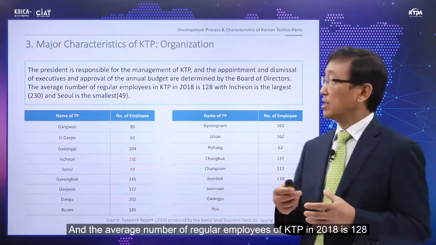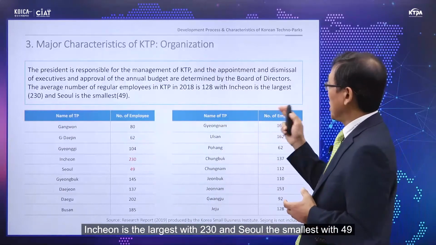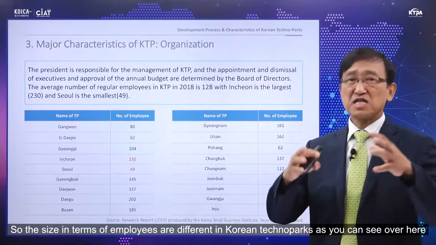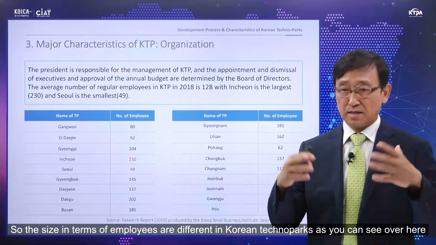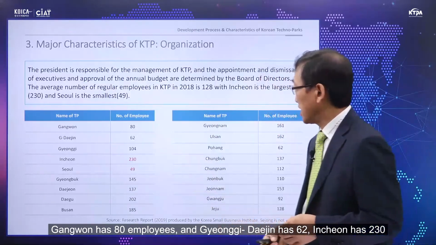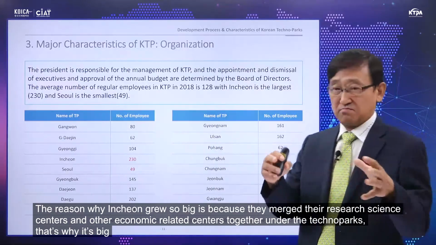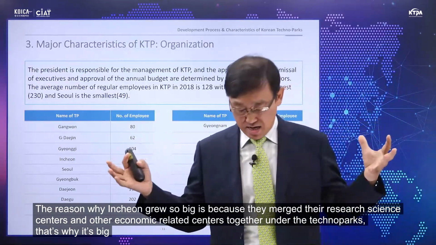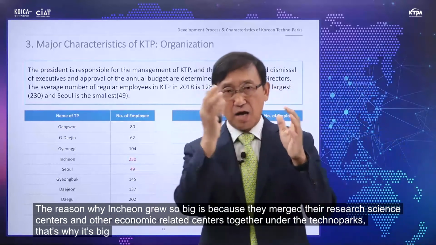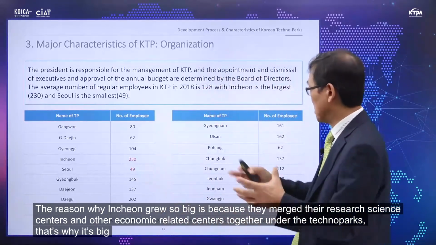The average number of regular employees in KTP in 2018 is 128. Incheon is the largest, 230, and Seoul is the smallest, 49. So the size in terms of employees is different among Korea Technoparks, as you can see over here. Gangwon has 80 employees, and Gyeonggi Daejin has 62. Incheon is 203. The reason why Incheon grew so big is because they merged their research science centers and other economy-related centers together under the Technoparks. That's why they are so big.